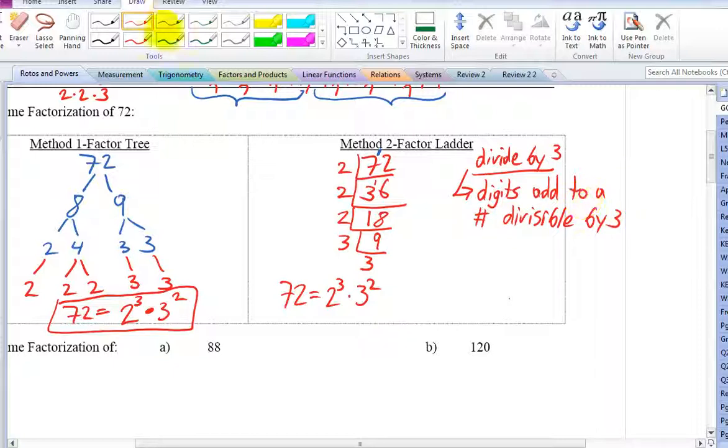So for example, 72, that would be 7 plus 2 equals 9, and 9 would be divisible by 3. Or 36, it would be 3 plus 6 equals 9, you can divide it by 3. 18, 1 plus 8 equals 9, so you can divide it by 3. So it's just a quick way to check if it's divisible by 3 or not.